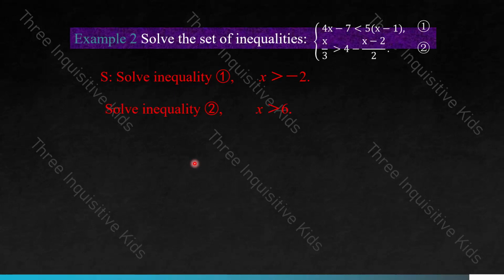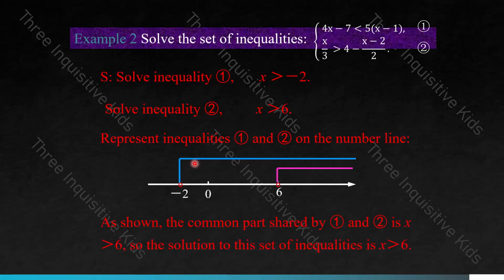By now, I'm pretty sure you've mastered removing denominators, combining like terms, and all of that. But when simplifying inequalities, remember that unlike solving linear equations, there is property 3 of inequalities: if you multiply or divide the same negative number onto both sides, the inequality sign must change. Anyways, after simplifying, we can represent these two inequalities on the number line, and we see that they do have a common part. The common part shared by inequalities 1 and 2 is x is greater than 6. So the solution to this set of inequalities would be x is greater than 6.